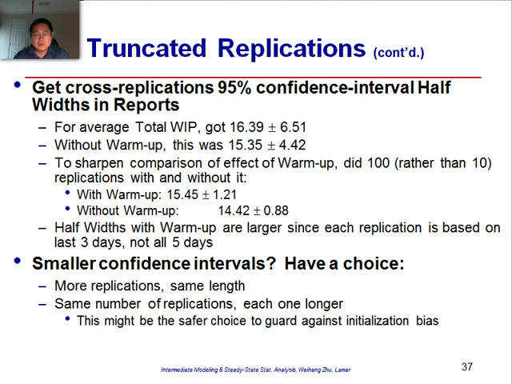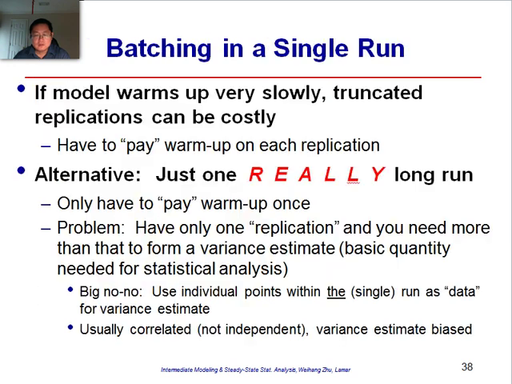The total WIP result of model 7-3 has a larger half-width compared to without a warm-up period. It seems that the warm-up period impacts the result a lot. If a model warms up slowly, we may have to run one really long run.